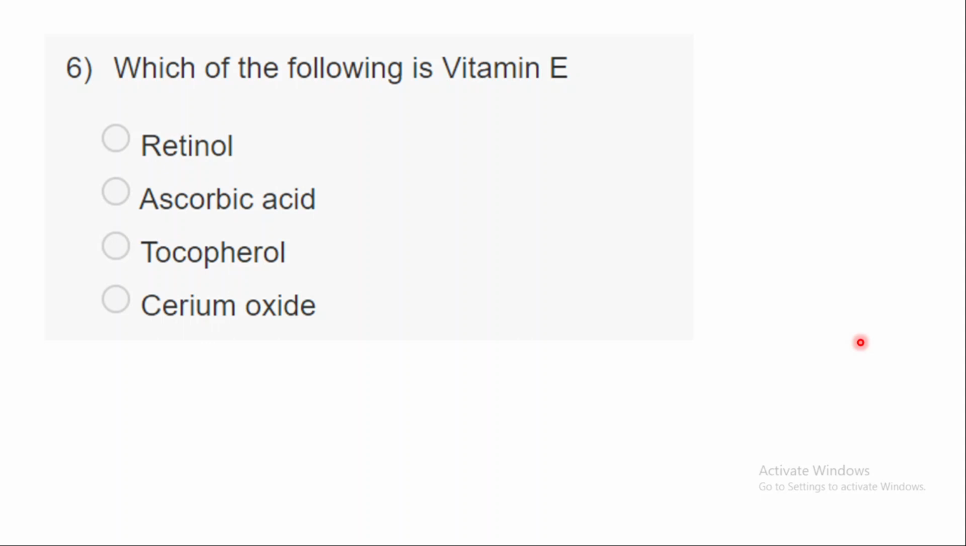You must have heard about different vitamins and their names, their properties, and which foods are rich in them. I hope you can just recollect them and let me know the correct answer. What is vitamin E otherwise known as? Is it retinol, ascorbic acid, tocopherol, or cerium oxide? You can answer in the chat box. I'll wait for a minute to collect some answers.